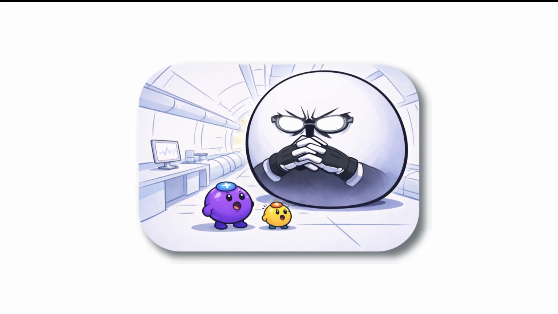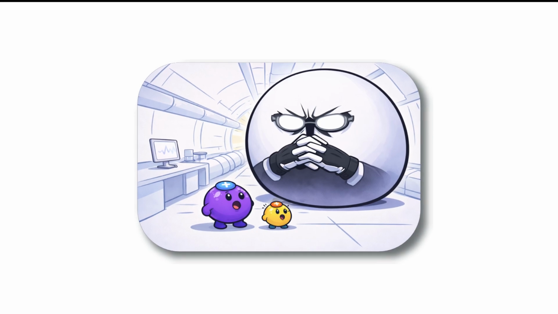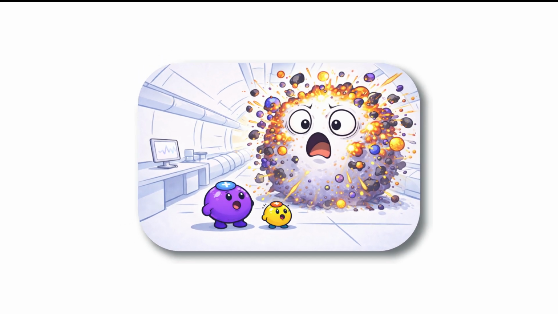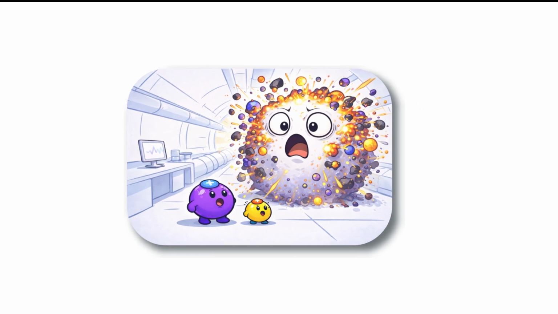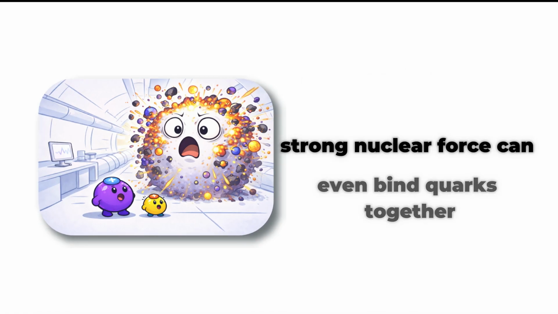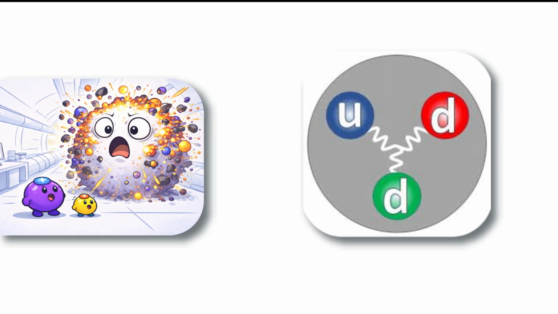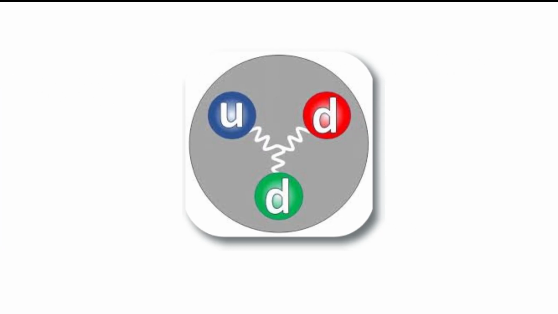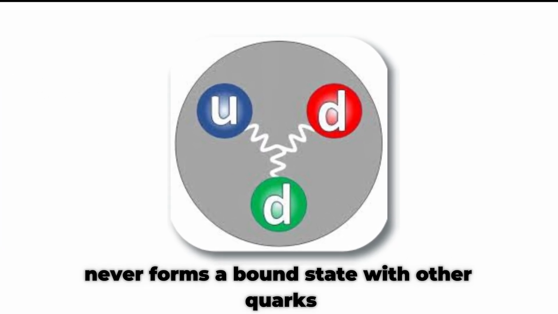Because of this enormous mass, the top quark decays almost instantly after being created, disappearing in roughly 500 times 10 to the power of -25 seconds, which is about 100 times faster than the strong nuclear force can even bind quarks together. That means the top quark is the only quark that never forms a bound state with other quarks. It decays before that process can even begin, making it uniquely visible in ways that other quarks are not.